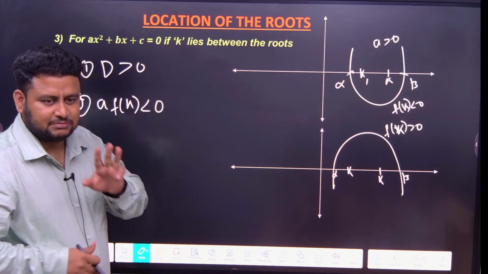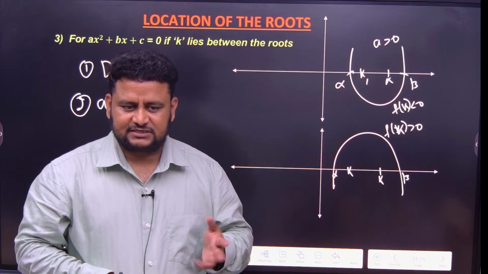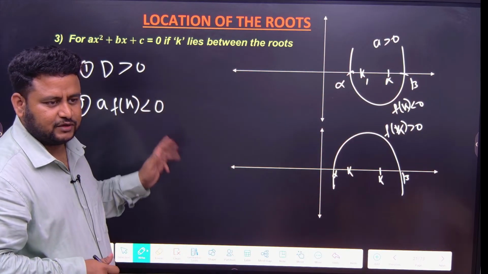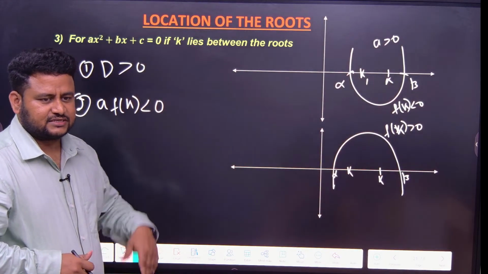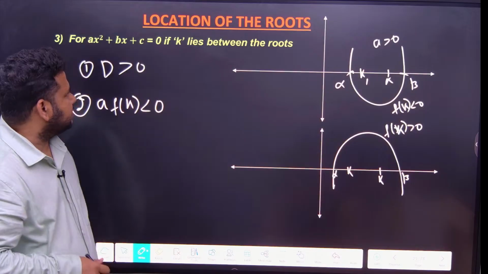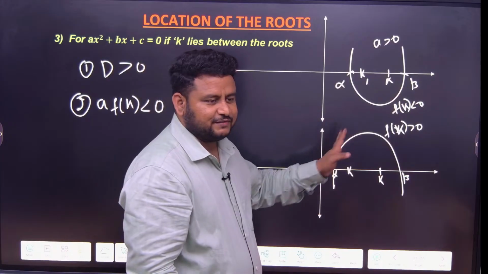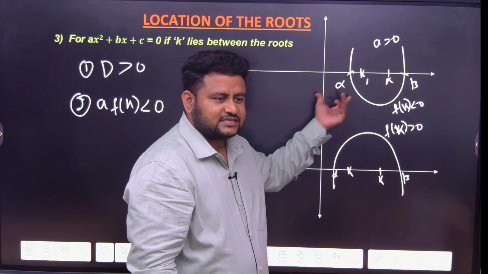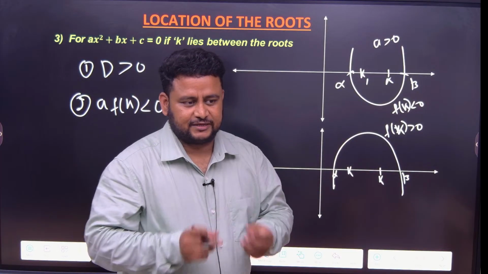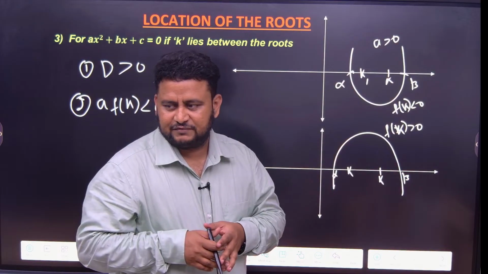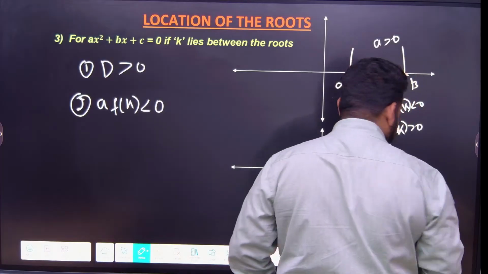I am telling you, the first three types are very important. There are 6 types, but questions come from the first three types itself. We will discuss other types also. First, the roots are less than k, next, greater than k, next, k lies between the roots. The roots are not lying between k; k is lying between the roots. If alpha is 2 and beta is 4, k can be 3, 2.5, any value. Clear? Next, write down this one.